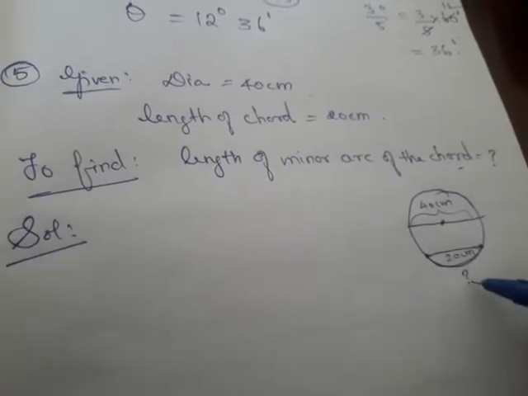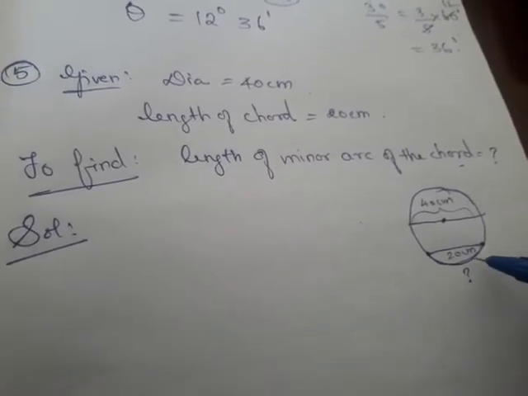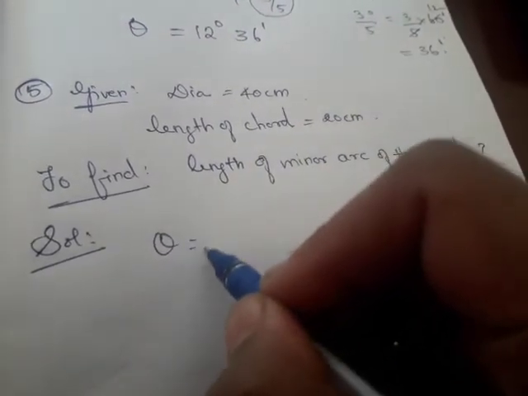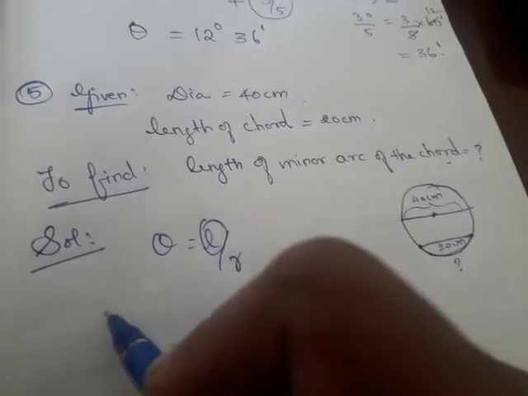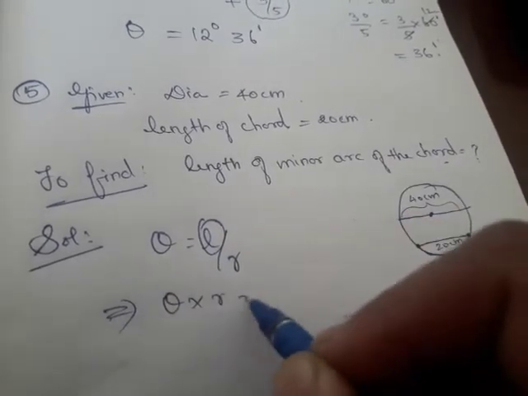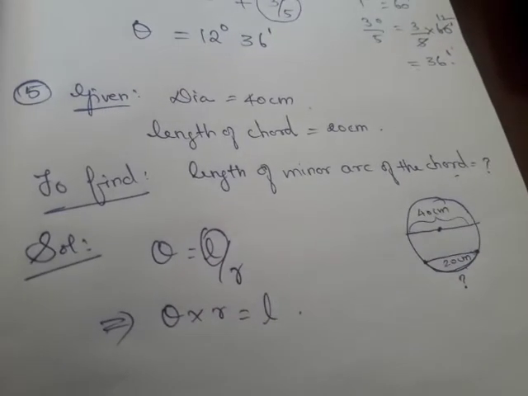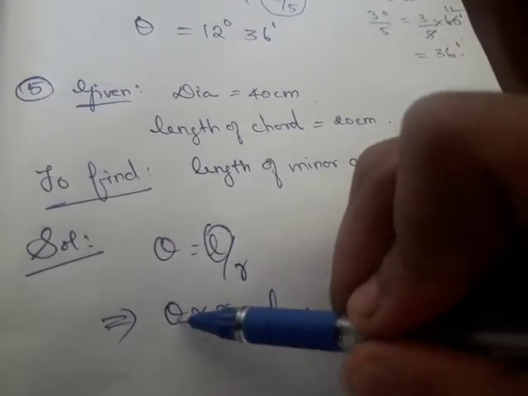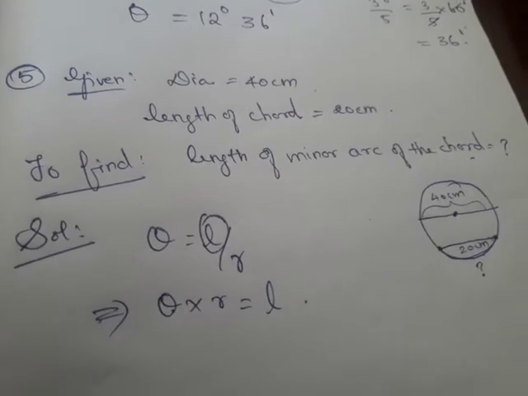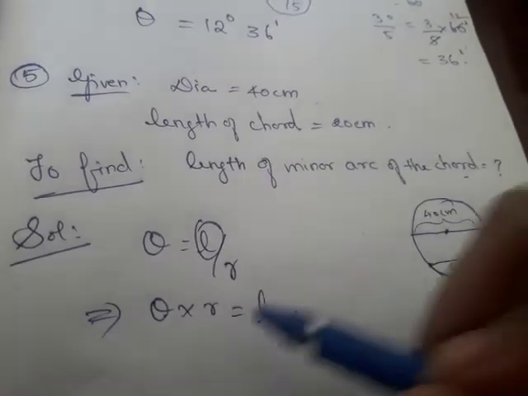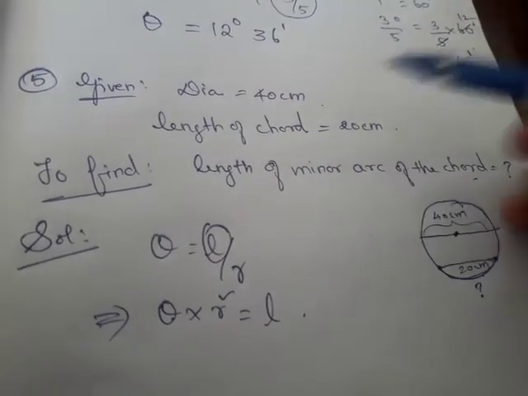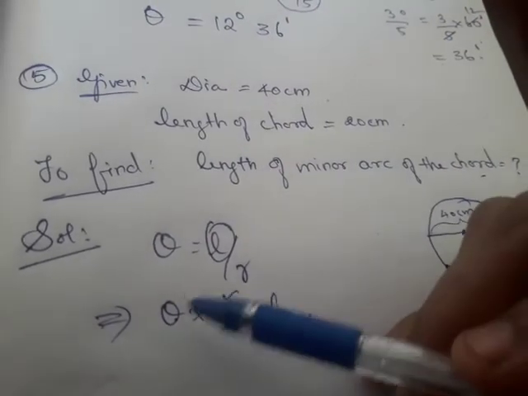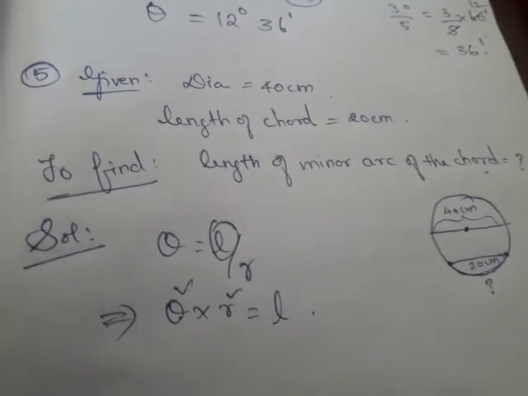So how can we find this? We know the length of the minor arc L, theta equals L by R. We need L. So if we multiply theta with the radius, we will know our L, right? And one more thing you have to remember, this theta should be in radian measure, right? Now if you consider this circle, we know the radius of the circle, because from the diameter we can find our radius, but we need to find theta.